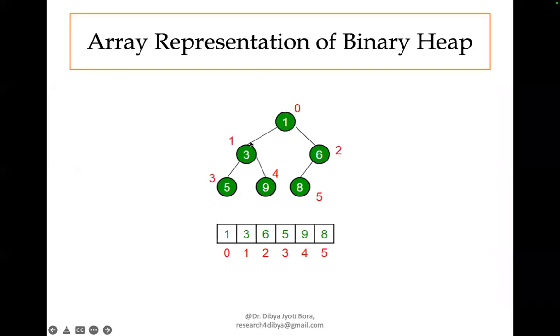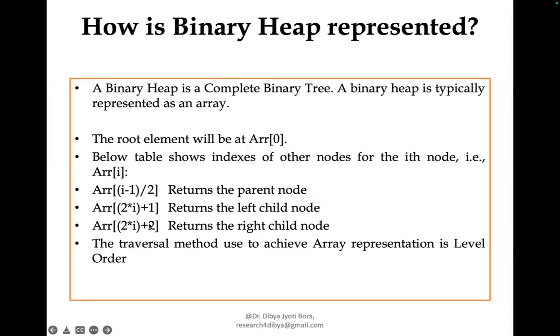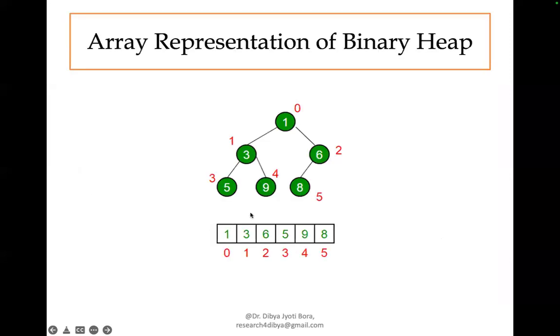So now positions are like this: 0, 1, 2, 3, 4, 5. How are the locations being kept? You can apply the formula: twice i plus 1, twice i plus 2. Twice i plus 1 is left, twice i plus 2 is right. So 2 into 0 plus 1 is 1, and 2 into 0 plus 2 is 2. So this is the left side and right side.